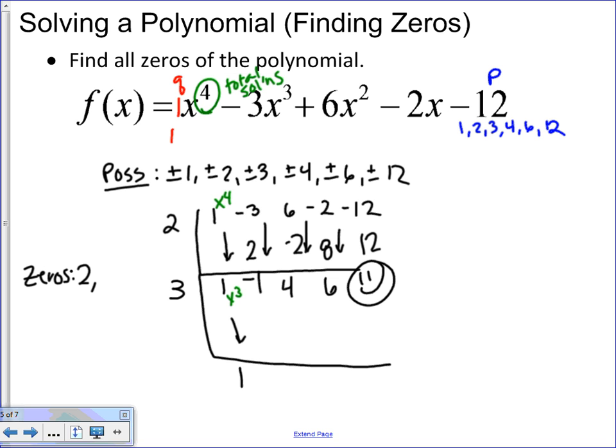Sierra, you think you might have one? Negative 1. Oh, negative 1. Let's try that one. So we'd add down to get 1. 1 times negative 1 is negative 1. Add down to get negative 2. Multiply to get 2. Or add down to get 6.